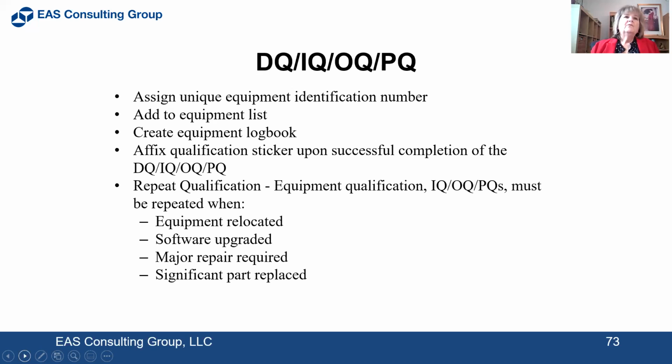If you relocate your piece of equipment, then you have to repeat your qualification. If you upgrade the software, you have to repeat it. If there is a major repair required, where a major part is replaced, then yes, you have to repeat it. It does not apply if you're doing simple maintenance, like washers or that type of thing, where there's periodic maintenance done. It has to be a major event that causes you to repeat your IQ, OQ, PQ.